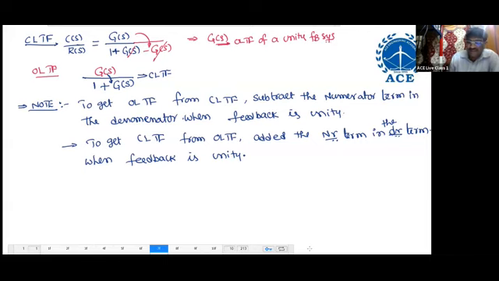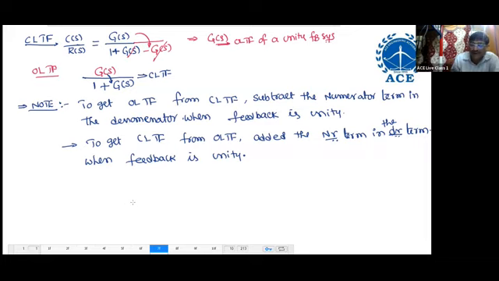System gain is different, DC gain is different. DC gain means put the S equal to 0. DC signal frequency 0. So put S equal to 0, whatever the answer we are getting, that is called DC gain.